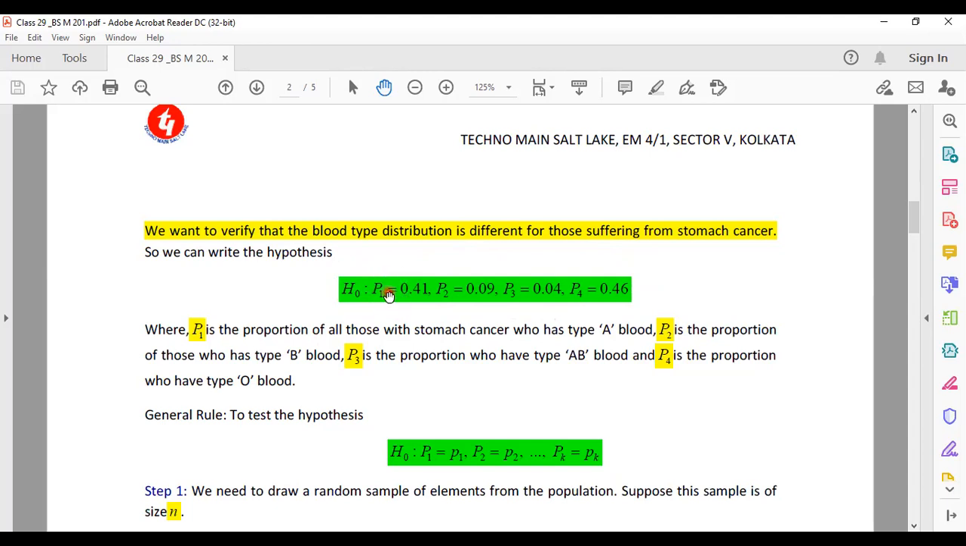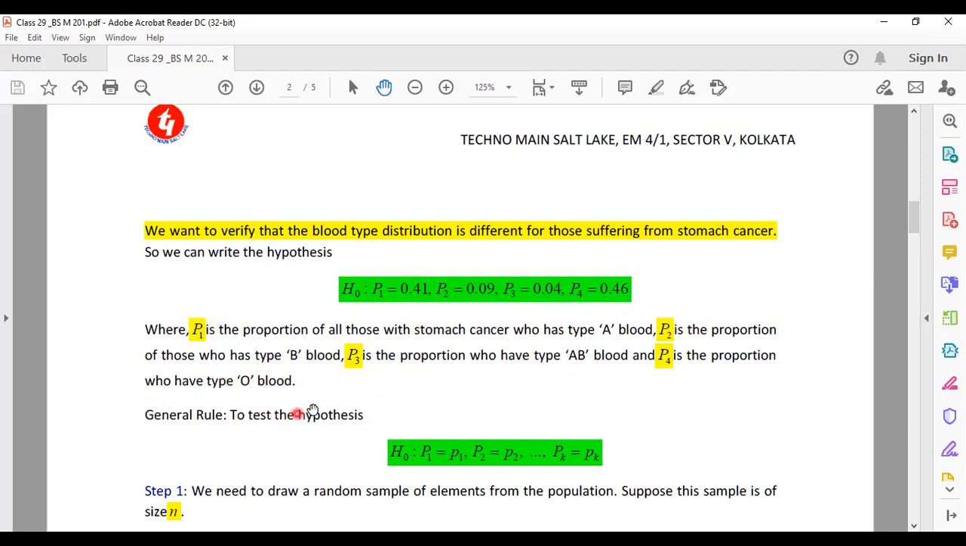Now, if I just write P1 equal to 0.41, P2 equal to 0.09, P3 equal to 0.04, and P4 equal to 0.46, and if I don't explain what it means, then there is no point. So here is the explanation that I have given just now. Then I'm going to continue my reading. P1 is the proportion of all those with stomach cancer who have type A blood. P2 is the proportion of those who have type B blood. P3 is the proportion who have type AB blood, and P4 is the proportion who have type O blood.